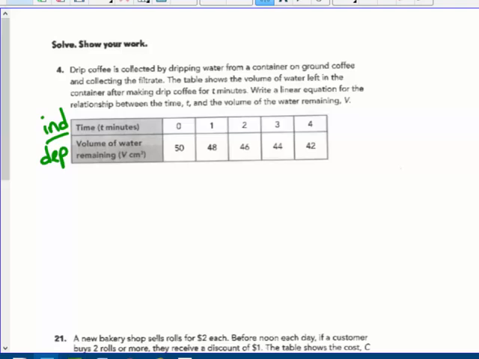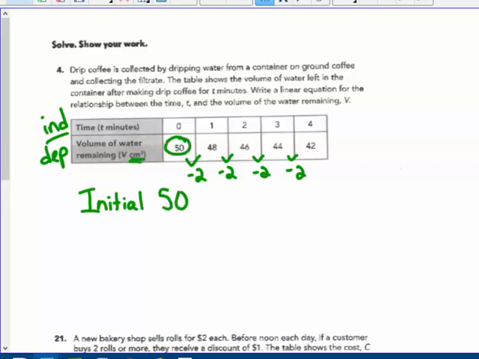So it is decreasing at a constant rate, it looks like it's going down by 2 every time. Yep, going down by 2 as the time goes up every minute. So what is my initial starting point? I had 50 cubic centimeters of water. So my initial starting point was 50.